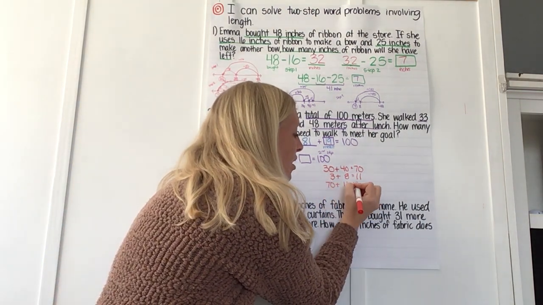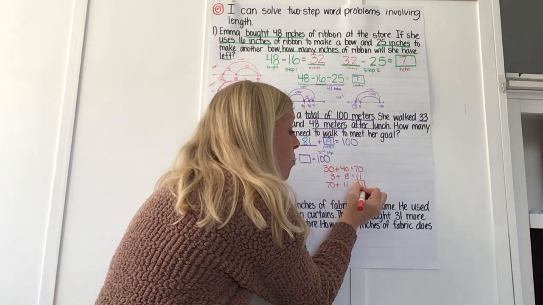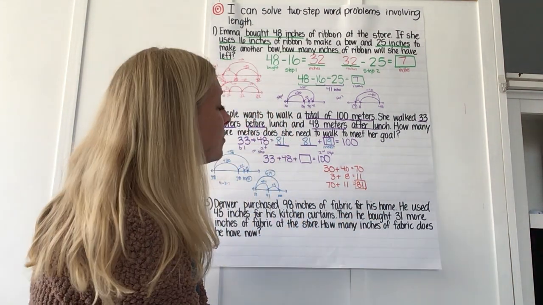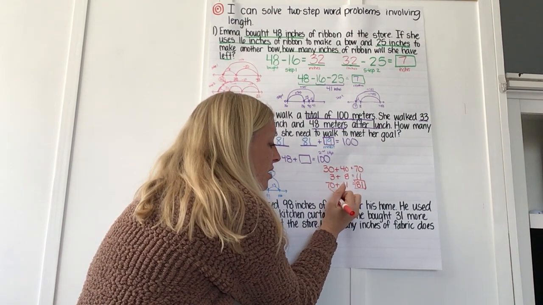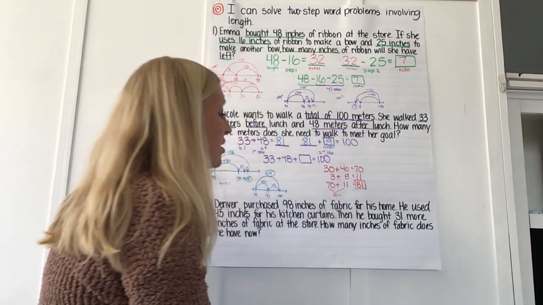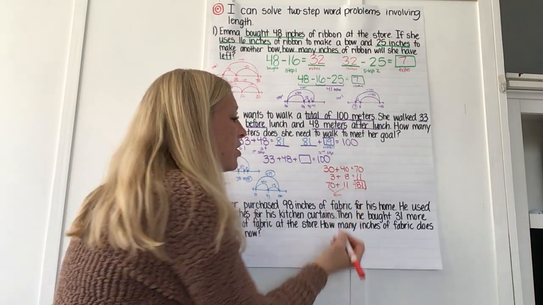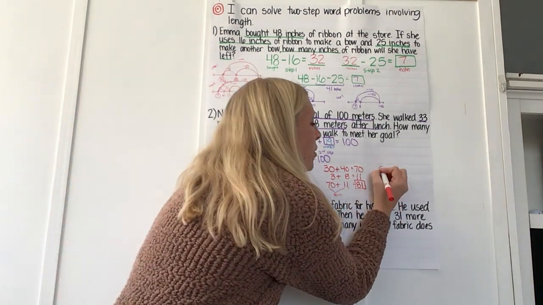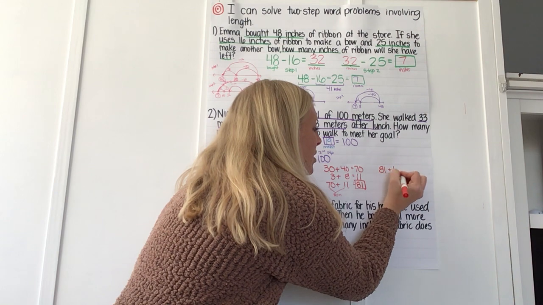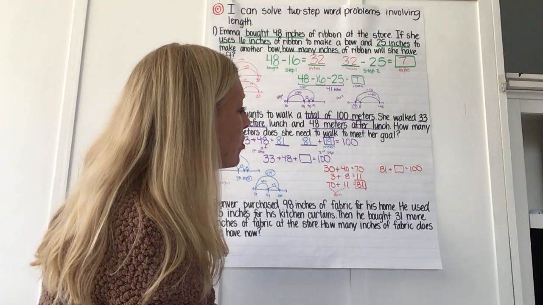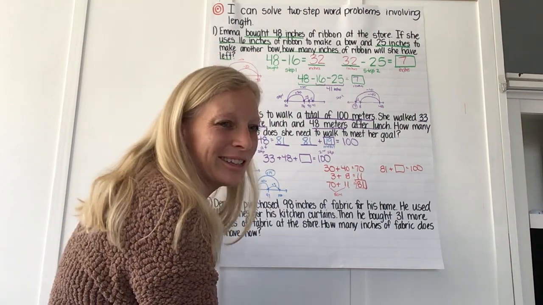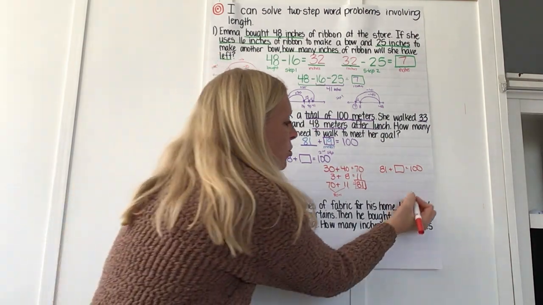70 plus 11 equals 81. Okay, so 7 tens and 1 ten is 80. And then that 1 is 81. Okay. Then what did you do? 81 plus something equals 100. So what did you do first? Kind of had to do a little hodgepodge, didn't you?